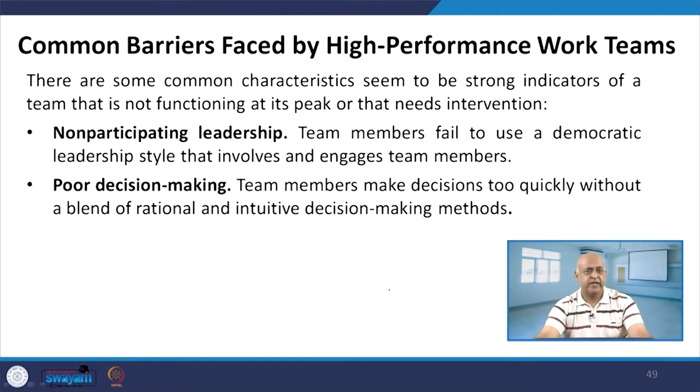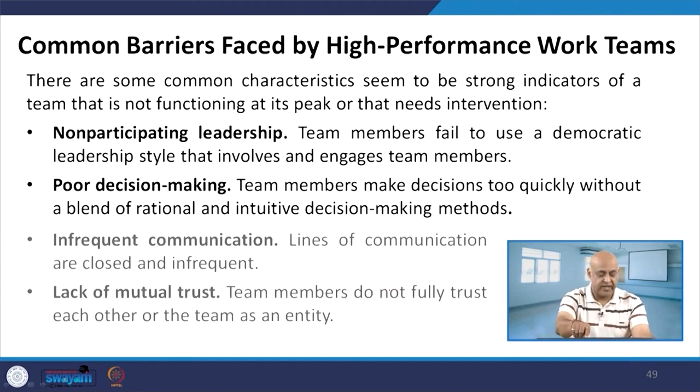Poor decision making. Naturally, the team members are interdependent. They are dependent on the leader. The leader has to take the decisions; only then will any act be done. But with poor decision making, he is looking towards his superior, and nobody is taking a decision. Or team members make decisions too quickly, without a blend of rational and intuitive decision making methods. So if there is a team, the leader will provide directional leadership. And when there is directional leadership, intuitive decision making will be taken by the team, and that will be acceptable.